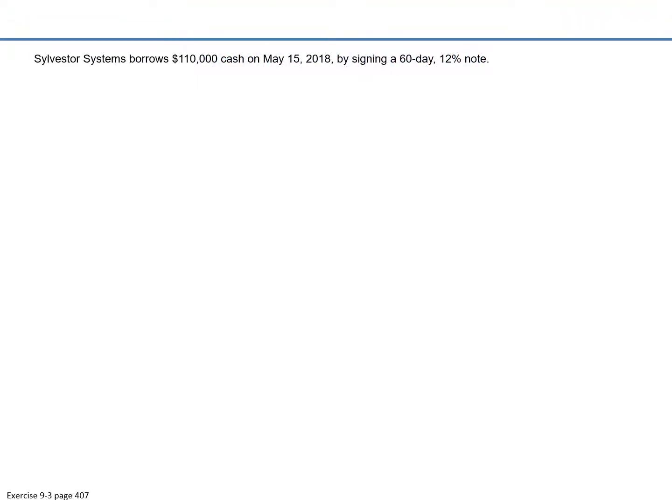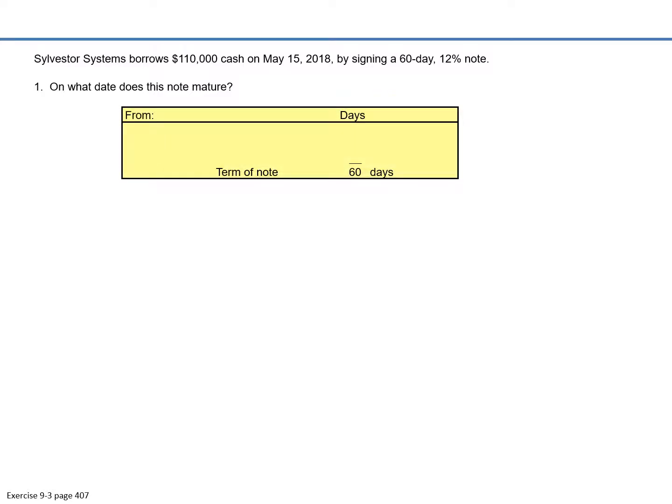All right, in exercise 9.3, Salvestor Systems borrows $110,000 cash on May 15th by signing a 60-day 12% note. So on what date does the note mature? Well, May 15th plus 60 days. We've got 16 days in May, 30 days in June, and 14 days left to get to 60 in July, right? So that means our note matures on July 14th.